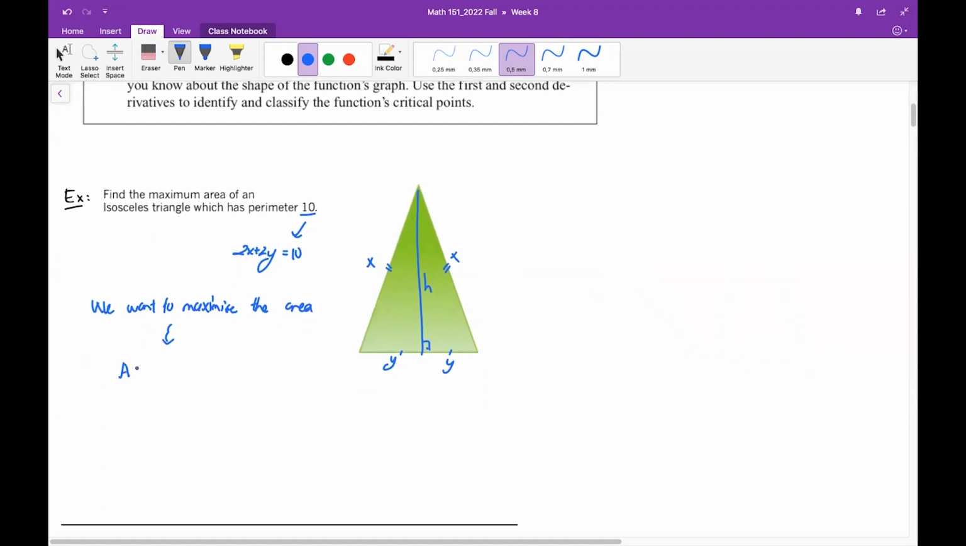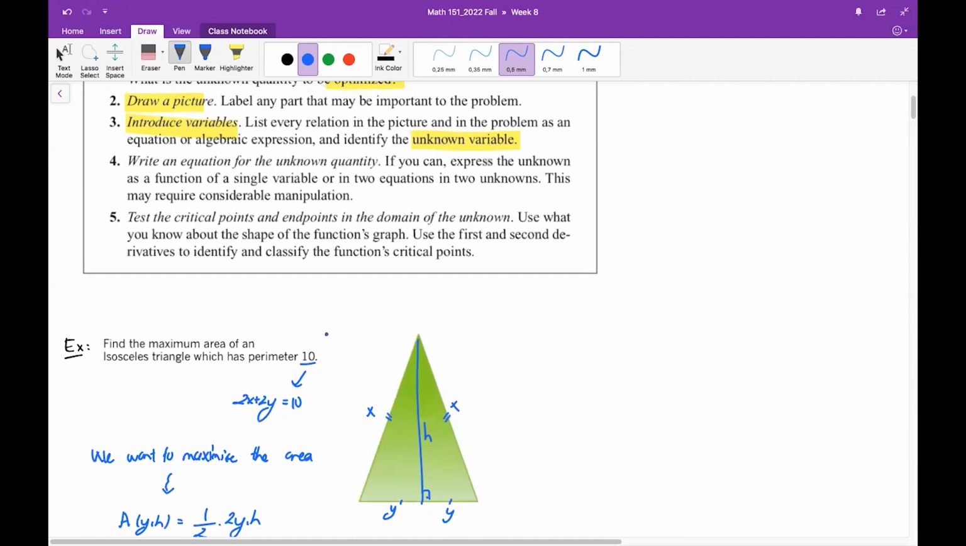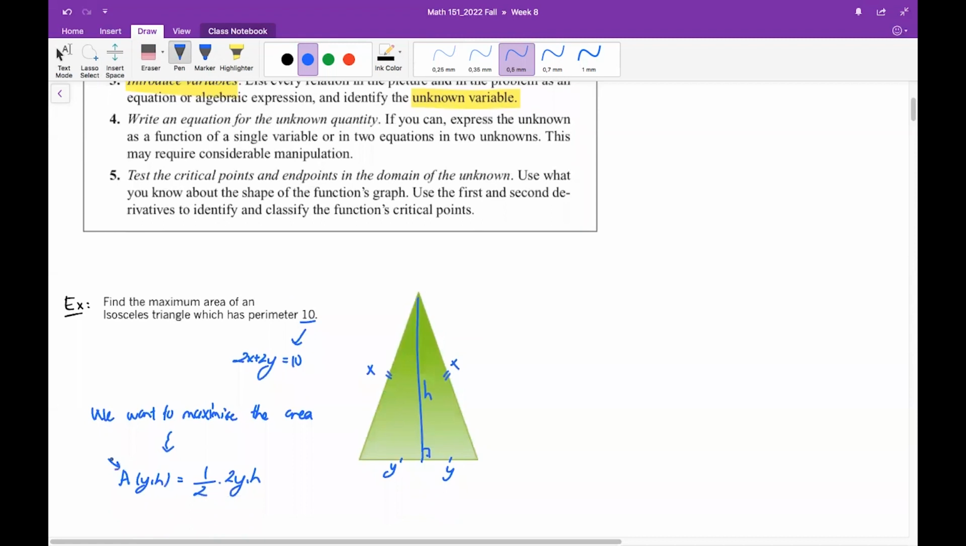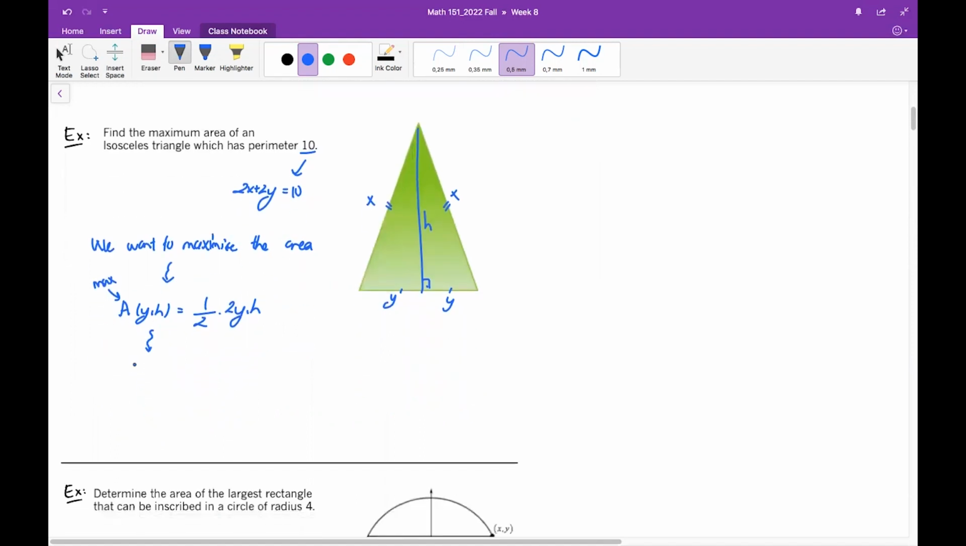So let's try to write an equation for the area function. Okay, area can be written as 1/2 times base times height. It depends on y and h right now. But after writing an equation for the unknown quantities like this, we want to maximize this function. And in fact, we can do it if this function can be rewritten as a single variable function. What I mean is it depends on two variables now, h and y, but it is possible to write this function as a single variable function depending on just x.